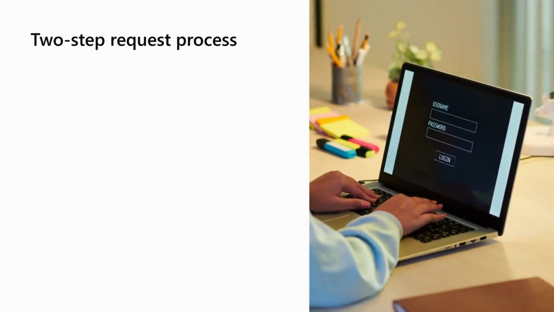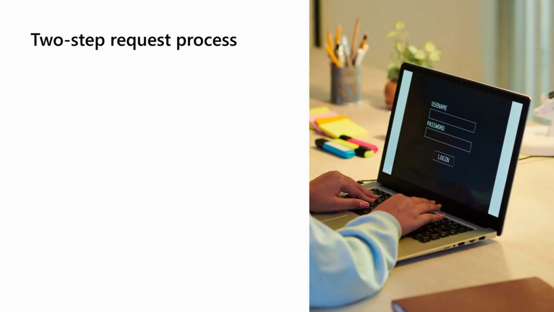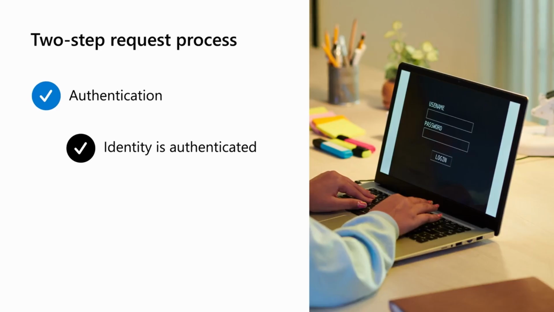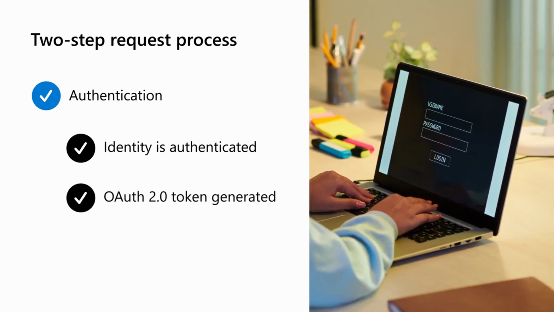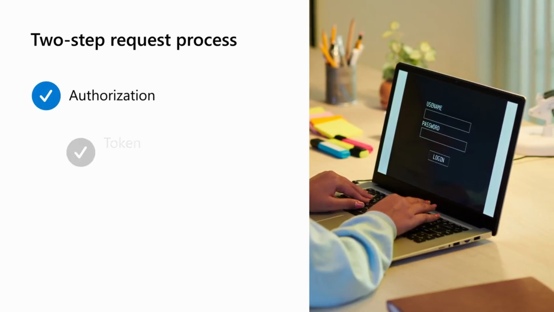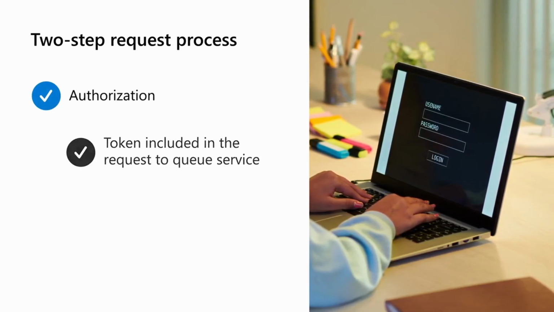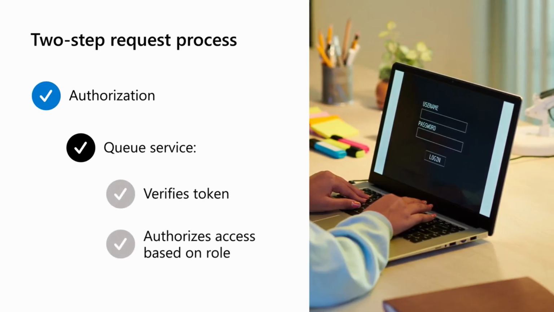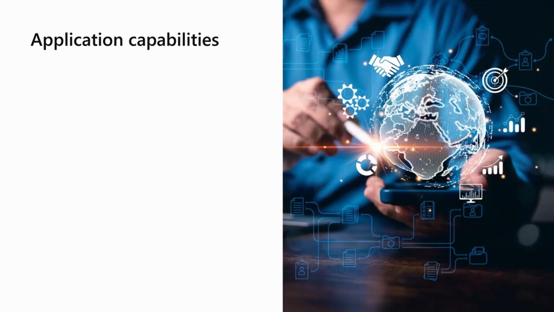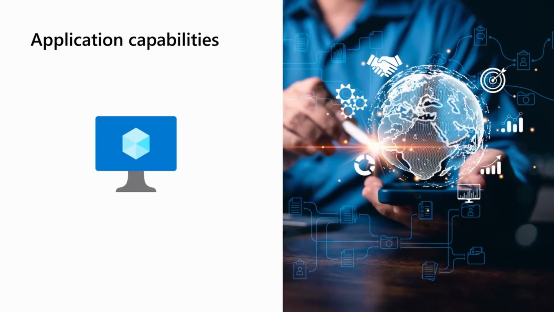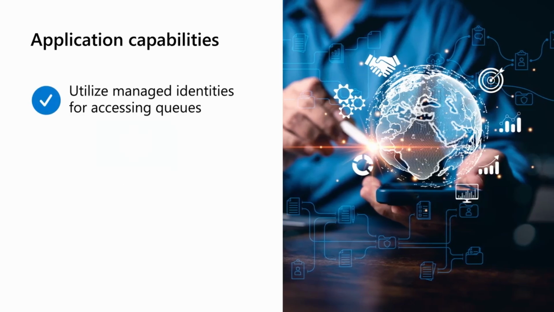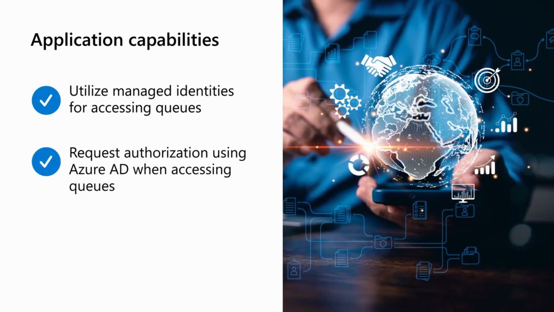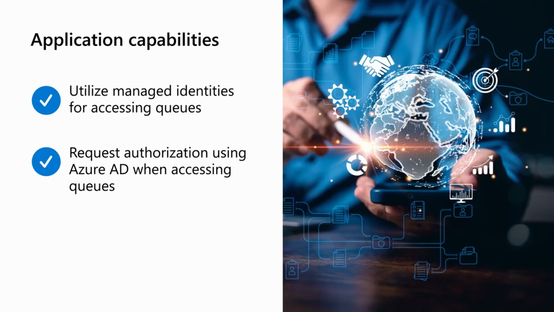When a user or application tries to access a queue resource, the request goes through a two-step process. Authentication: the identity of the user or application is authenticated, and an OAuth 2.0 token is generated. Authorization: the token is included in the request to the queue service, which verifies the token and authorizes access to the requested resource based on the assigned Azure roles. Applications running within Azure entities like Azure VMs, virtual machine scale sets, or Azure functions can utilize managed identities for accessing queues. Both native and web applications can request authorization using Azure AD when accessing the Azure Queue service.